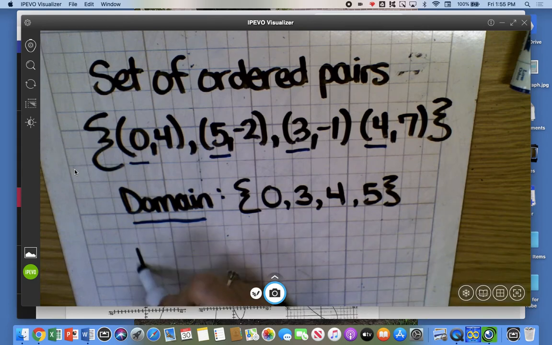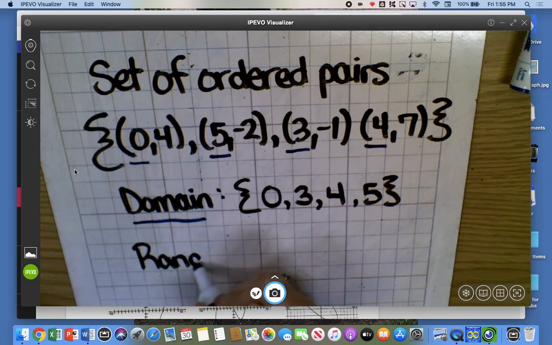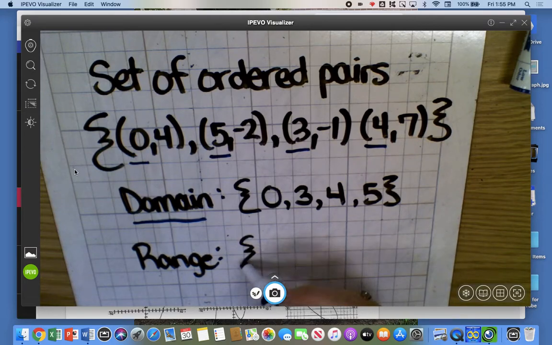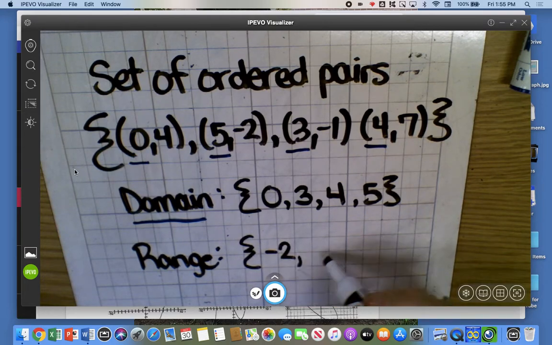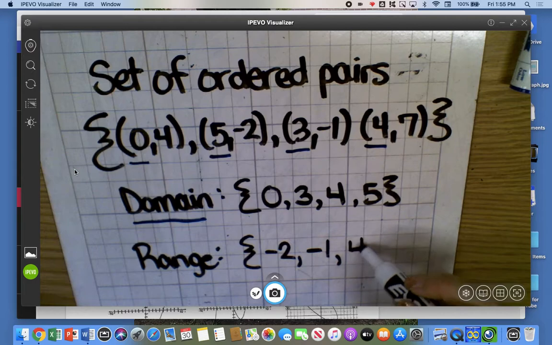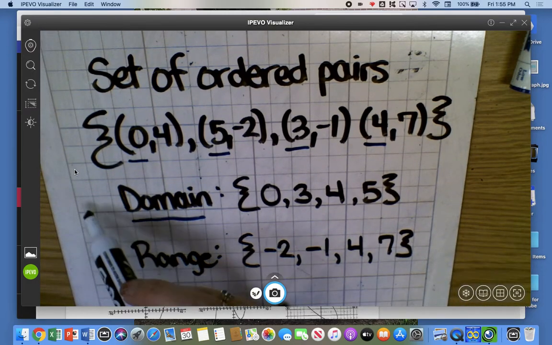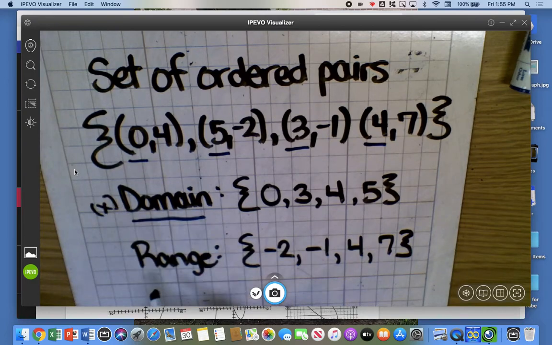All right, and then my range would be my remaining numbers that I did not list, my y-coordinates. My smallest value is a -2, then -1, then a +4, and then a 7. So we get our x values from least to greatest, and then we wrote our y values from least to greatest, and that is domain and range.